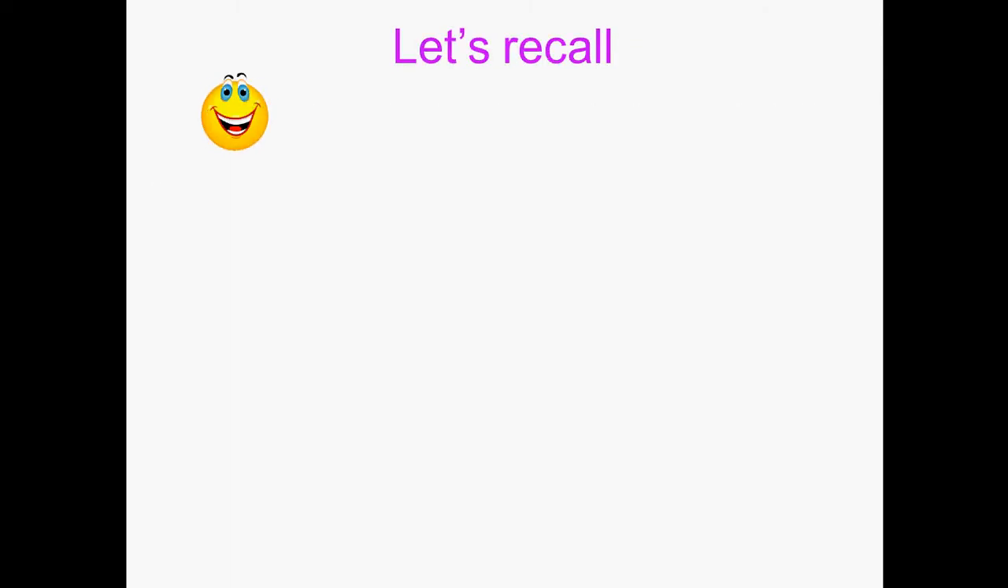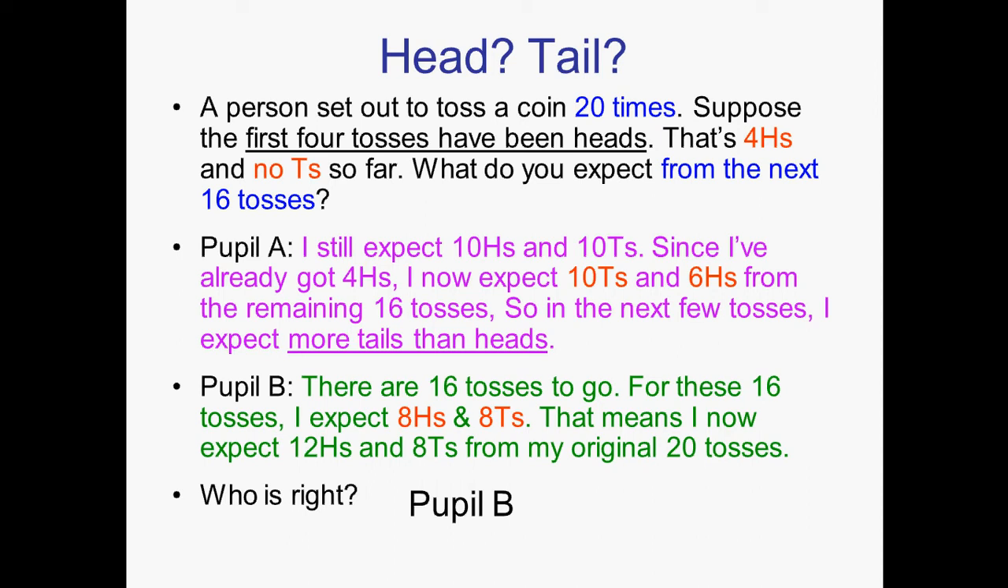Pupil B. Why is that so? Because in probability, it's the chance of occurrence of an event. So we cannot take into consideration the first 4 tosses, and we just have to consider the next 16, which have not been done at this point. And the probability of head and tail is just half-half. Probability is about the occurrence of an event. If the event has already occurred, then we don't have to talk about probability.